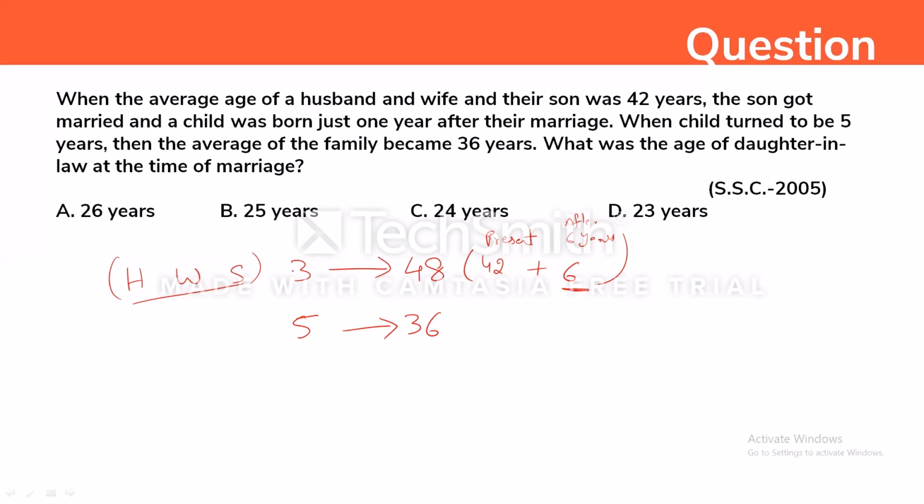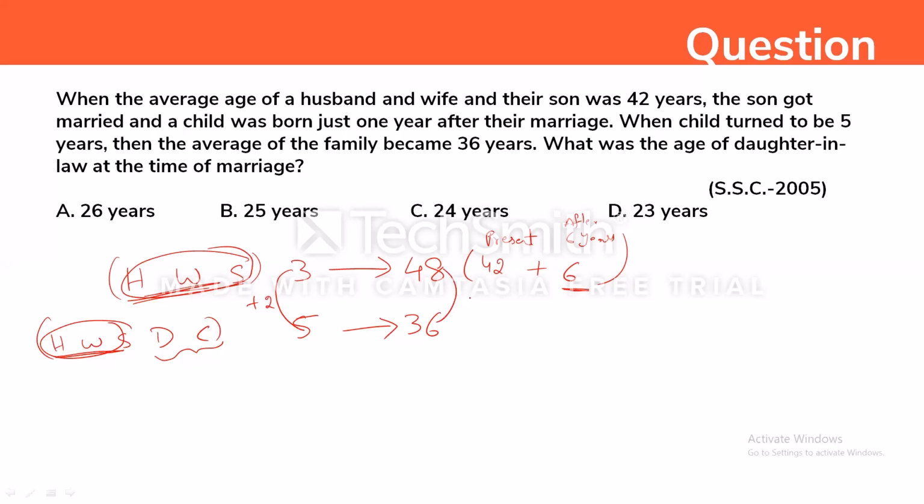Now we can complete here. Who all are the five members? Husband, wife, son, daughter-in-law, and child. Total five members. If you observe the first case and second case, husband, wife, and son, these three members are the same. Who are the newly added people? Daughter-in-law and the new baby. So what's the difference? Plus 2.